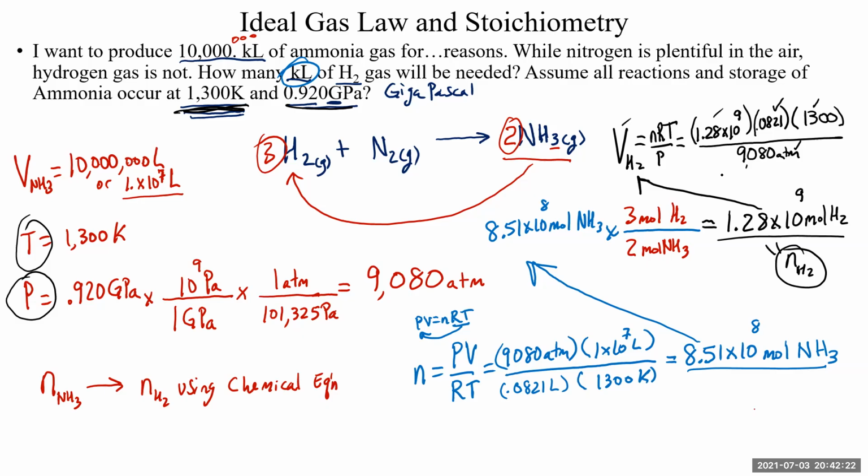So the volume of hydrogen gas is going to be 1.50 times 10 to the 7th liters. And then we wanted kiloliters, so we just divide by 1,000, and that's our final answer.